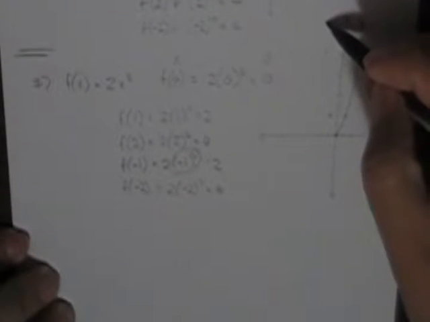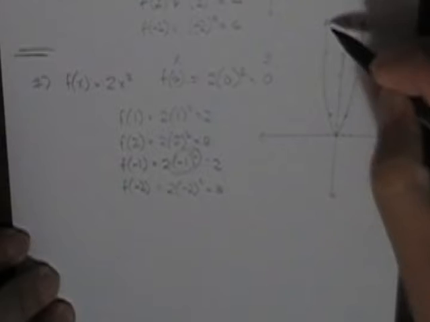I can take f of negative 2, so 2 times negative 2 squared. Well, negative 2 squared is going to be positive 4, and positive 4 times 2 is going to give me an 8. So I am right up here. So my parabola is going to look like this.